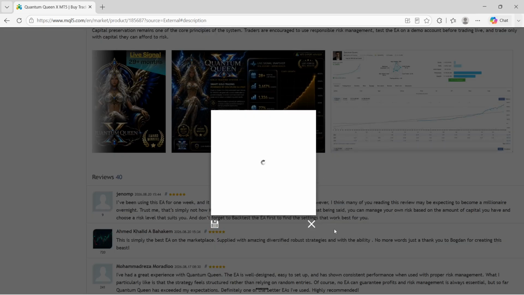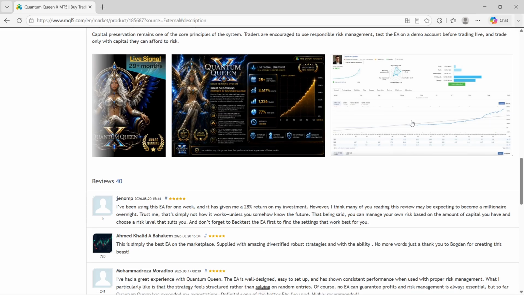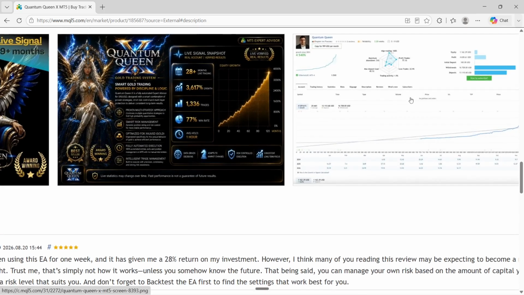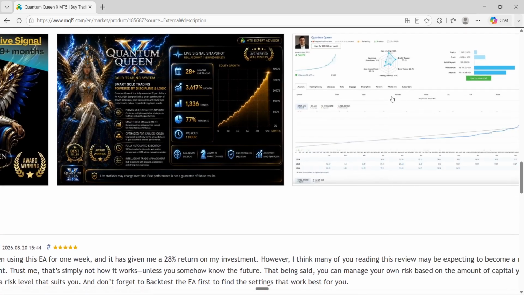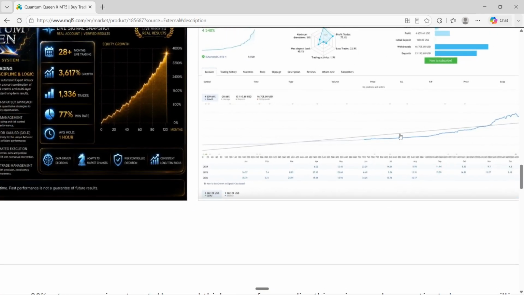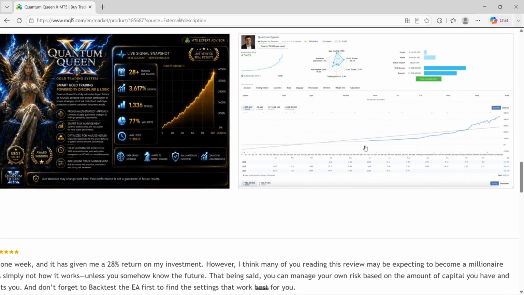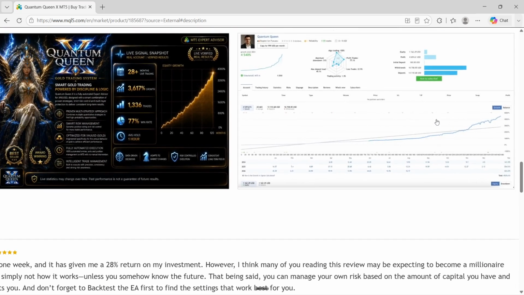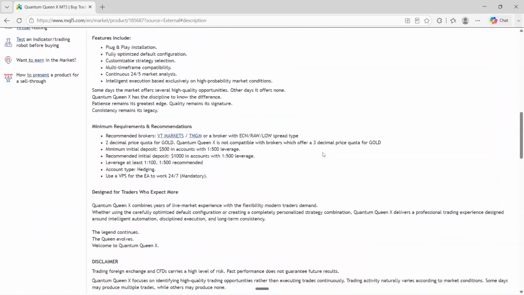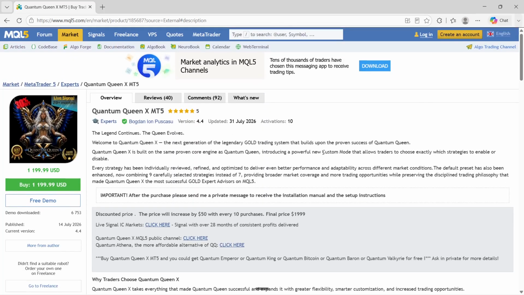Okay, it's taking a bit of time to load up. So, okay, let's see if we can zoom in a little bit. Okay, so from what we can see here, it's kind of smooth movements to the upside. You can see pretty decent movements of the equity curve over time. Okay, so those are the screenshots that were provided by the developer. But now let's compare it with my own personal backtest to see how it actually held up.